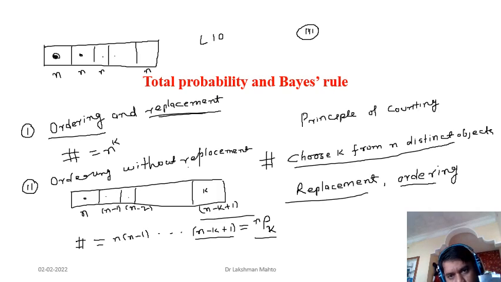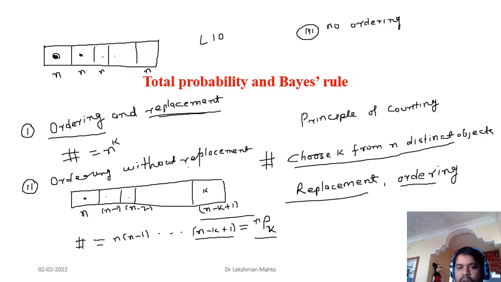Now for the third counting principle, it is coming this way: no replacement, no ordering. This one we call a combination. That means, simply, in a bag you have n distinct objects, and you don't see inside the bag. You just put your hand inside the bag and take an object out, one at a time. So that is the principle.